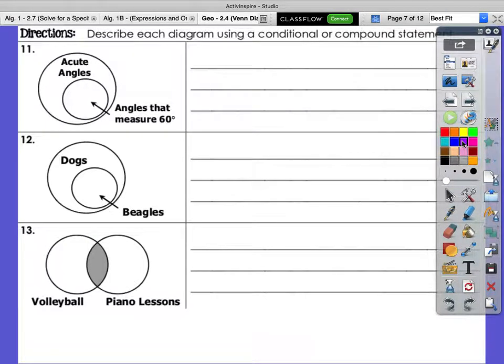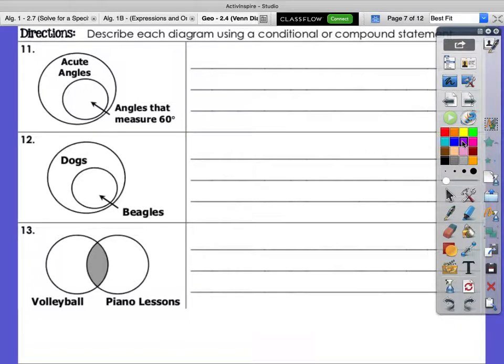Continuing on right below this. Describe each diagram. We're going to basically do the exact reverse of what we did a minute ago. On 1 through 6, where we drew the Venn diagrams from the statement, we're doing the reverse. We're given the Venn diagram, now we're writing the statement, not drawing.